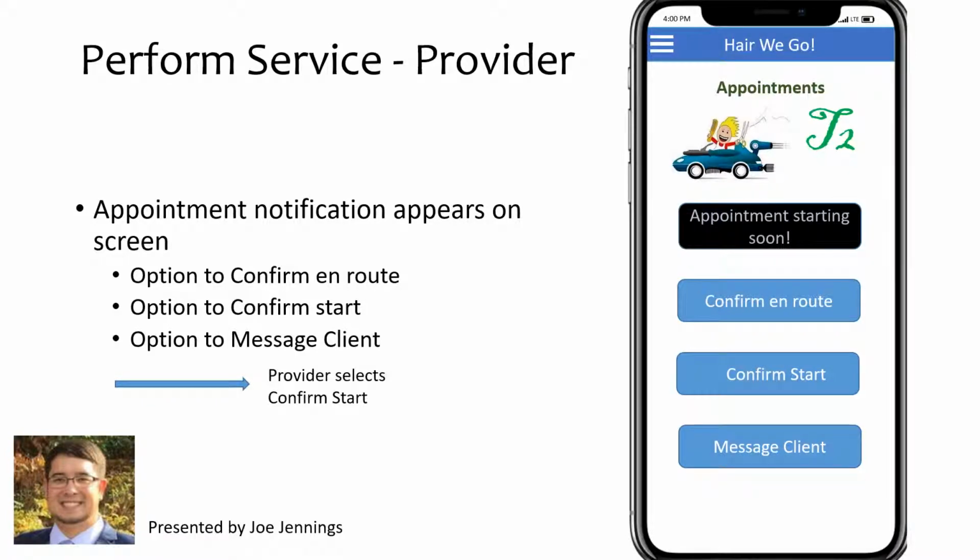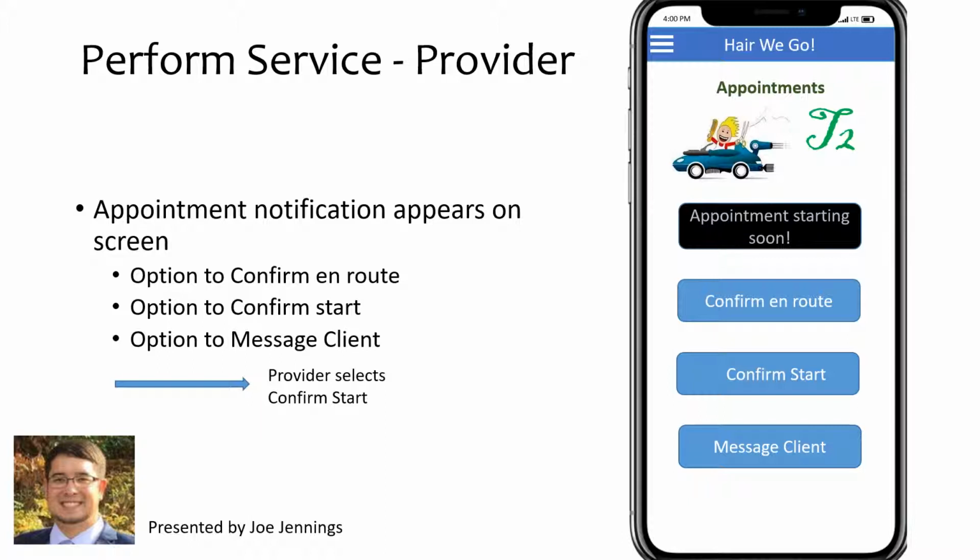Our next slide is the Perform Service slide. There are two sections to it, one for the provider and one for the customer. For the provider UI, as soon as the appointment is about to start, three options appear on screen below the Appointment Starting Soon notification. The first option says Confirm en route if the provider is on the way but has not yet reached their destination.